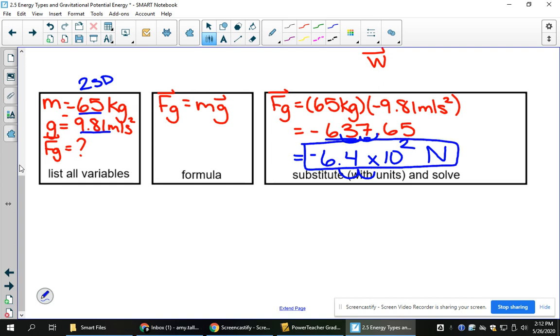So there we go. Now you can explain to your family that when we talk about weight in everyday language, we're not actually talking about scientific weight. We use it in a different way.